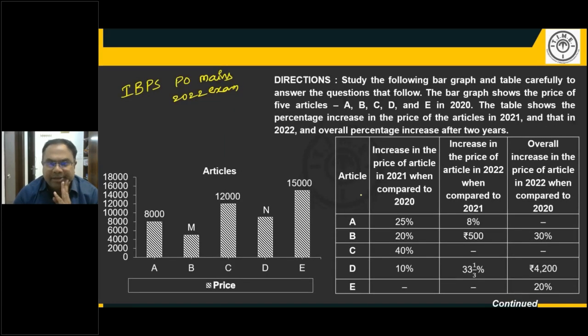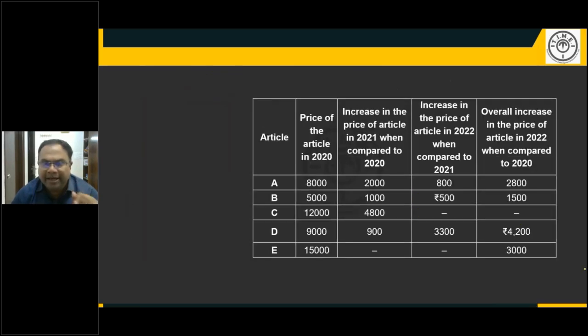Whatever you simplify this number, it is 25% increase. 8,000, 25% means 2,000. So 8 plus 2 it will become 10,000. 8%, 800. Total increase 2,800. Like that. 20%, M I don't know. This is 500. Overall 30%, 12,000. 40%, 4,800. It will become 16,800. I don't know these values. It is 10%, N I don't know. Like that. 20%. Overall growth will be 3,000. Like that, if I try and put down, I'll get this table. Once I get this table, take a screenshot. I can answer all the questions.